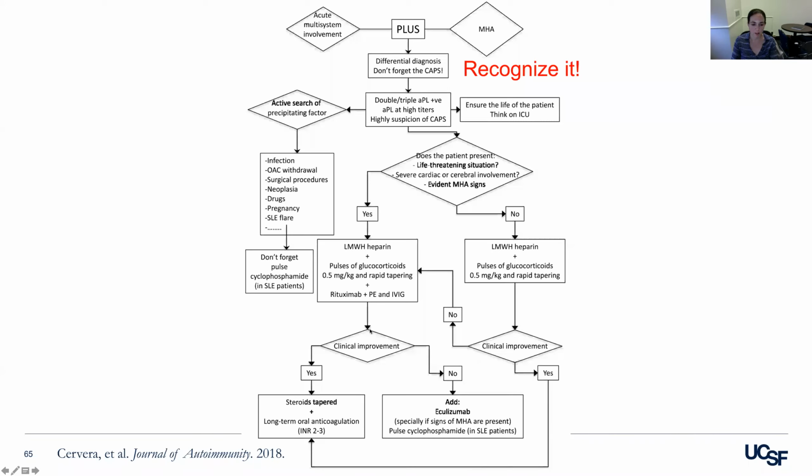And then after aggressive treatment, look for clinical improvement. If they are getting better, then think about rapid tapering of steroids and long-term anticoagulation. If they're not getting better, then consider eculizumab, which is a monoclonal antibody against complement C5, which prevents downstream formation of the membrane attack complex and activation of complement, which we know is important in this disease.